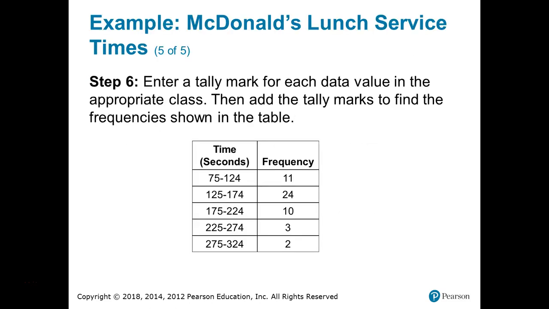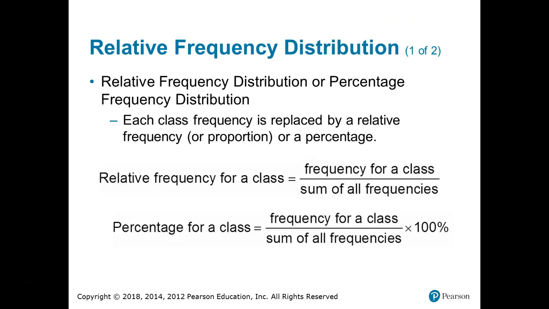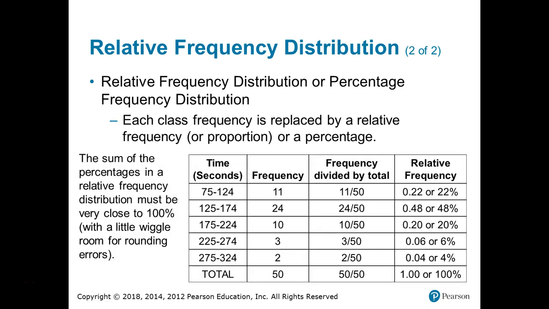Okay, where was I? Okay. The next thing is relative frequency. Relative frequency distributions, or percent frequency distributions, is that each class frequency is replaced by a relative frequency or proportion or a percentage. So basically, the relative frequency is going to be, we take the frequency for each class and then we divide it by the sum of all frequencies. If you want it as a percentage, you just take the relative frequency in decimal form and multiply it by 100%. And this is just showing you what percentage of each class is represented.